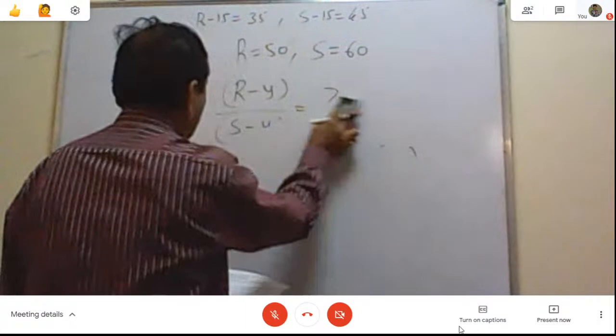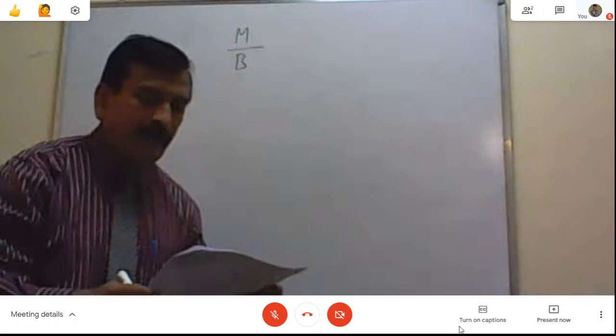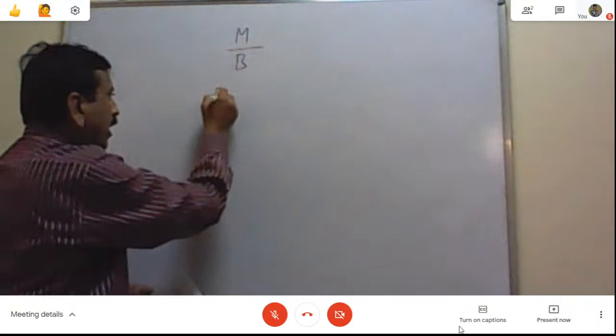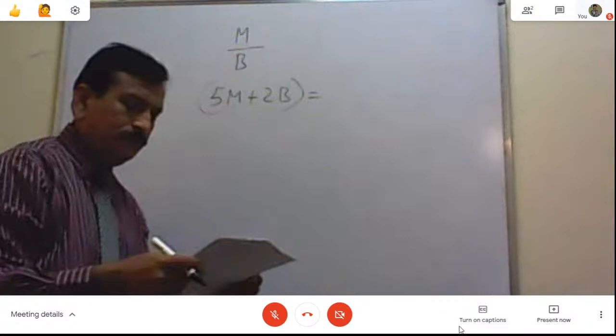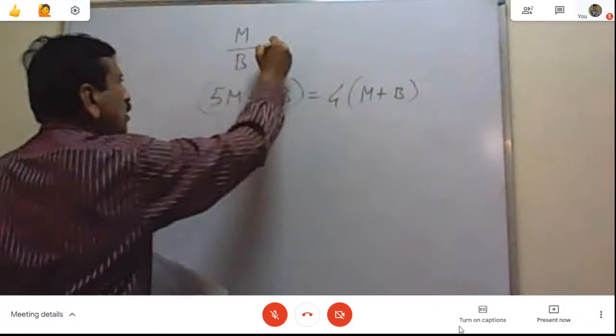We are asked to find the ratio of the working capacity of man and boy. Let's suppose the capacity of a man is M and the capacity of a boy is B. 5 men and 2 boys working together can do 4 times as much work as a man and a boy. So 5 men plus 2 boys, their capacity is equal to 4 times the work which can be done by one man and one boy. And we are supposed to find the man to boy capacity ratio.